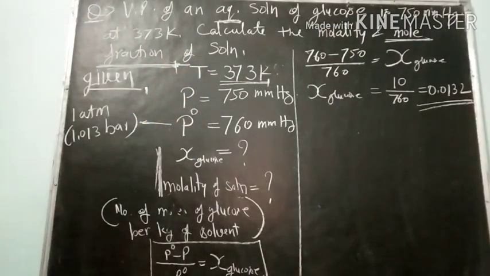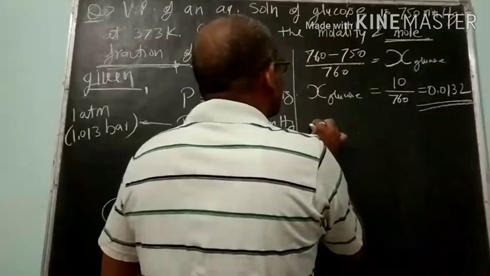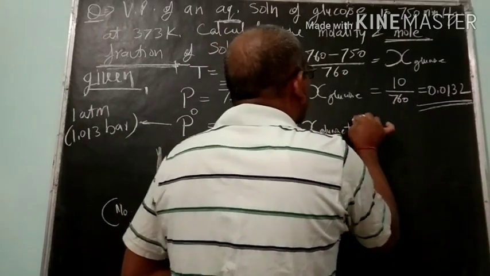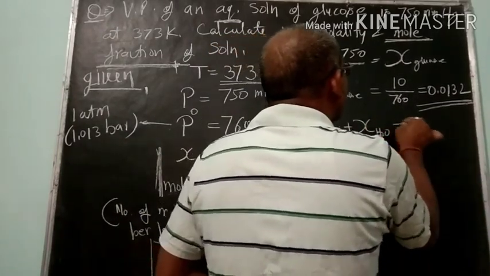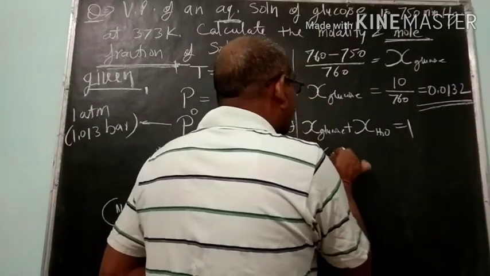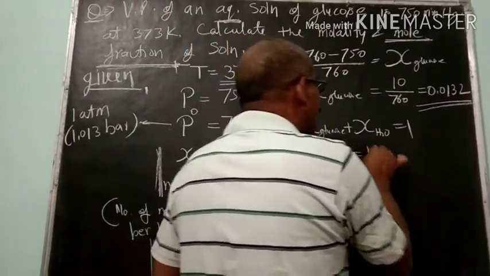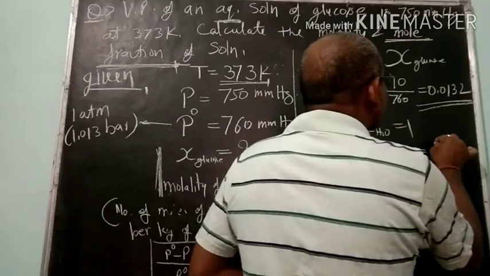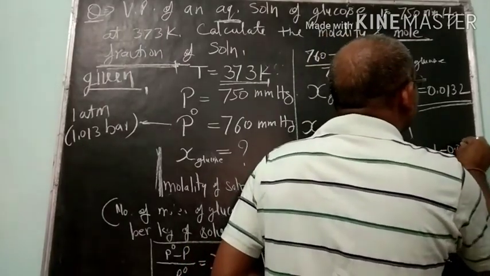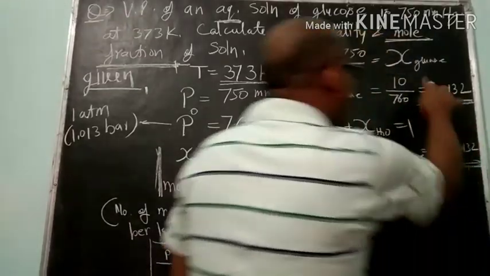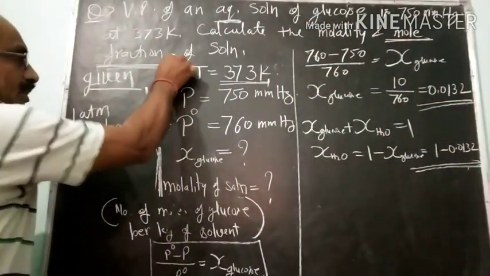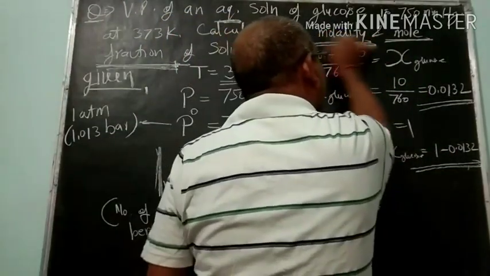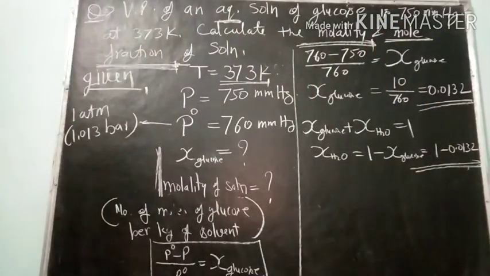Is it clear? And you know the sum of the mole fractions of all the components of a solution is 1. So in this way you can also calculate the mole fraction of water by subtracting the mole fraction of glucose from 1. It comes 1 minus 0.0132. So in this way you can calculate the mole fraction of both the components. Now another part of the question is we have to find out the molality.